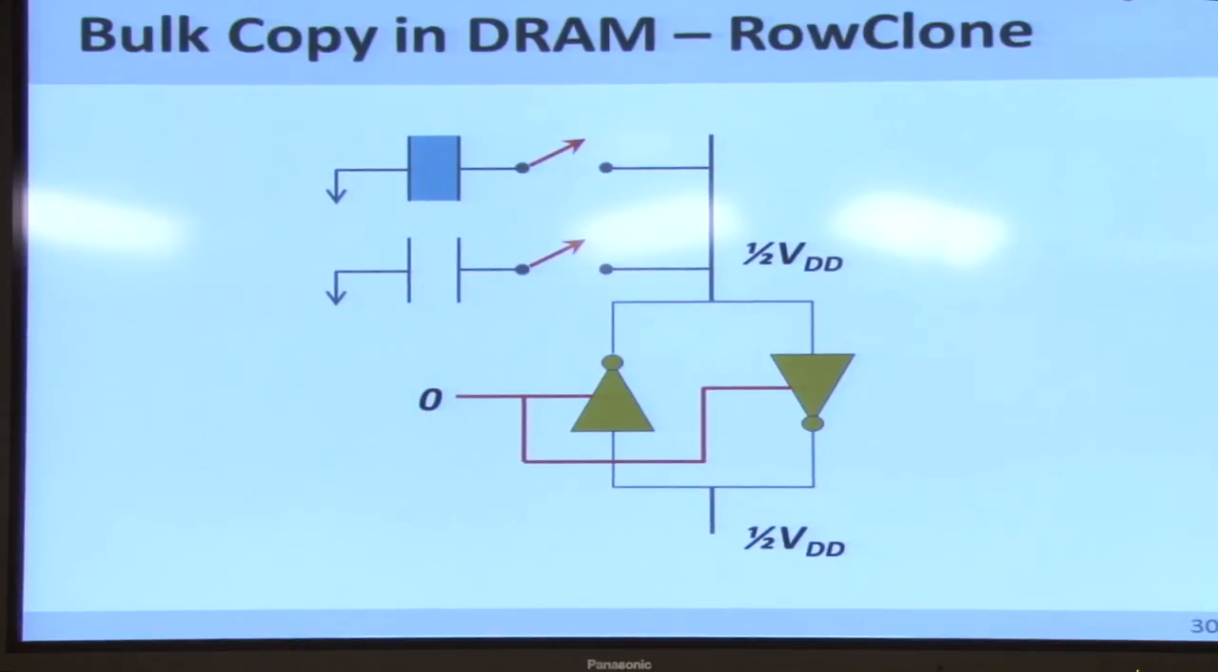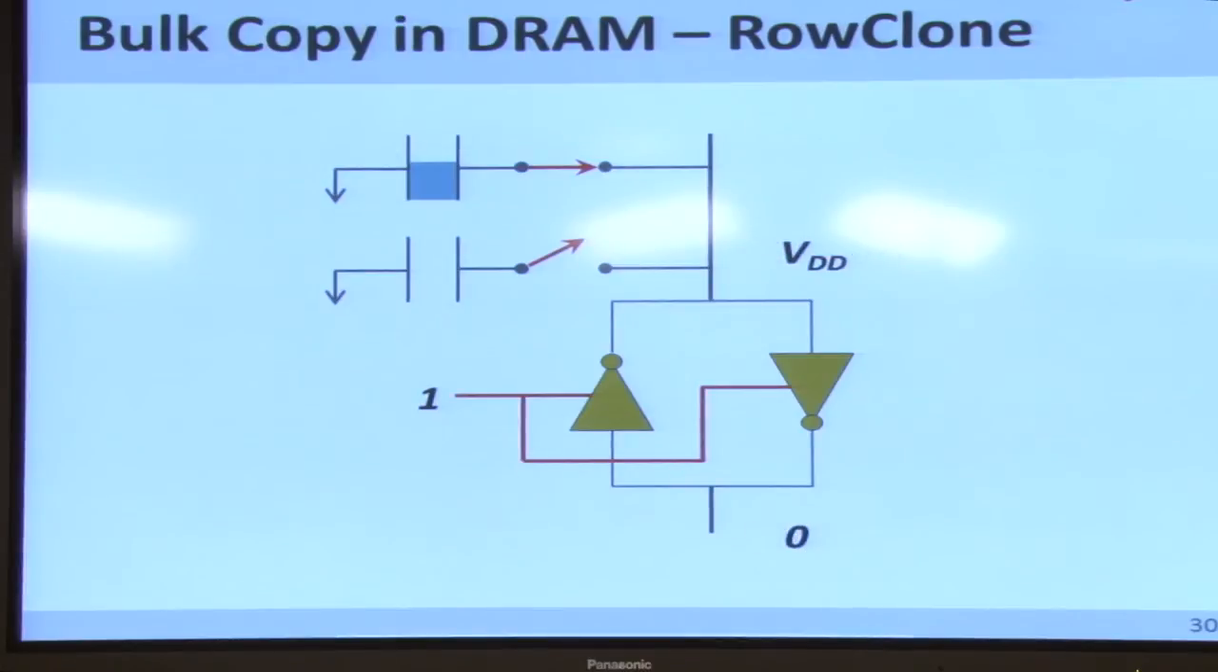So let's say we want to copy data from the top cell to the bottom cell. We first enable the switch for the top cell and trigger the sense amplifier operation. This takes the sense amplifier to a stable state where it matches the data of the top cell. It should also have refreshed the data on the top cell, so I don't know why I missed that animation. The top cell has to be fully charged. I'll fix that when I provide the slides online.